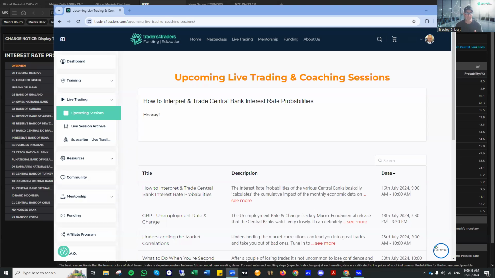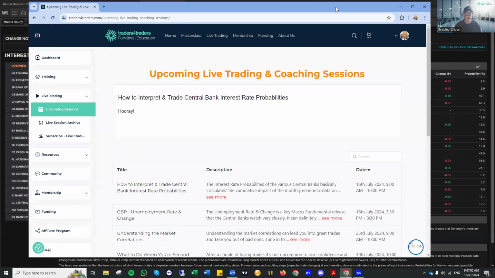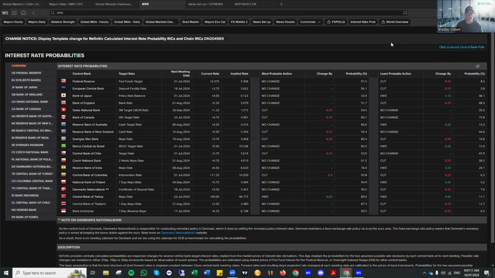Now, I'm going to cover the topic: how to interpret and trade central bank interest rate probabilities. This is a really good feature that Refinitiv have come up with. It's not readily available, I don't think, on the Metastock icon at this stage, but I will be including some components of this on our dashboard, because it's very important to tracking the fundamental releases and where the central banks are.